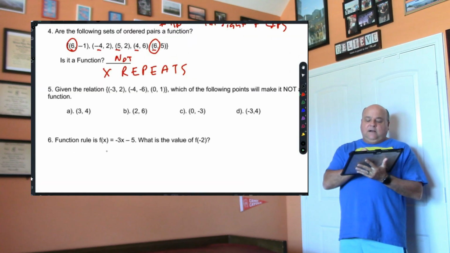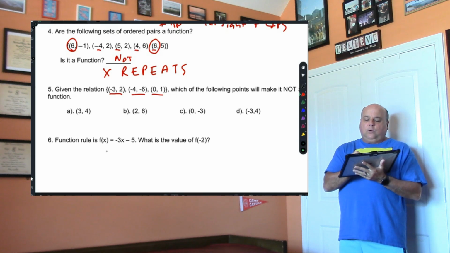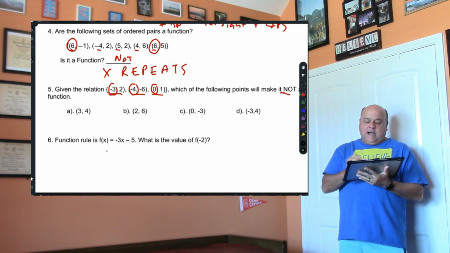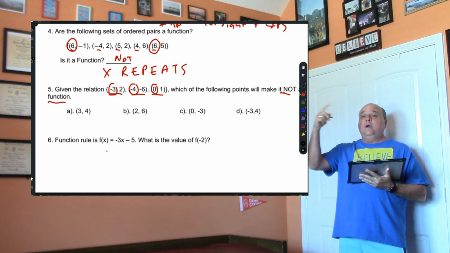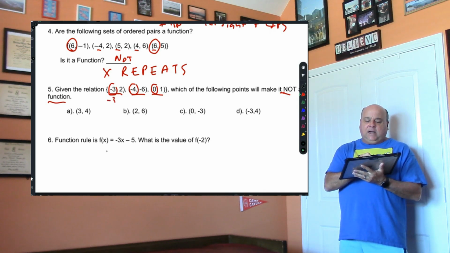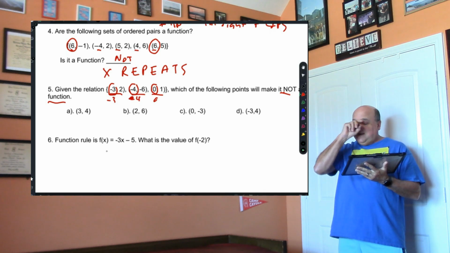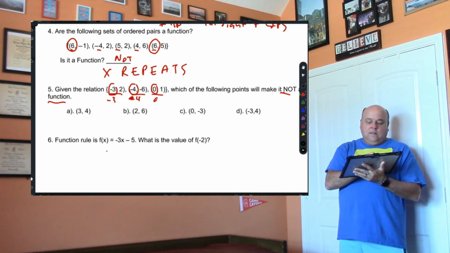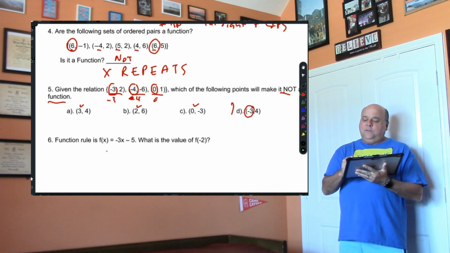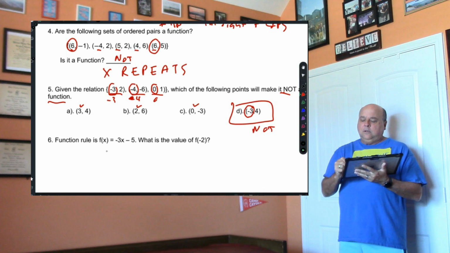Okay, we're given a set of 1, 2, 3 ordered pairs, and I'm going to circle my x's. Which of the following points will not make a function? So which one of these can we plug in to make it not a function? The x has to be -3, -4, or 0. So which one has a -3, a -4, or a 0? This would work, this would work, this would work, but right here the -3 repeats. This would make it not a function.